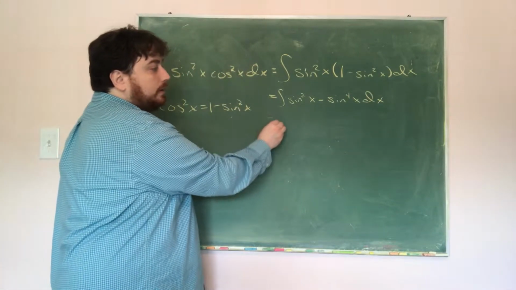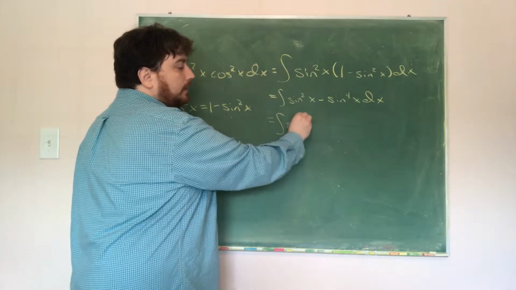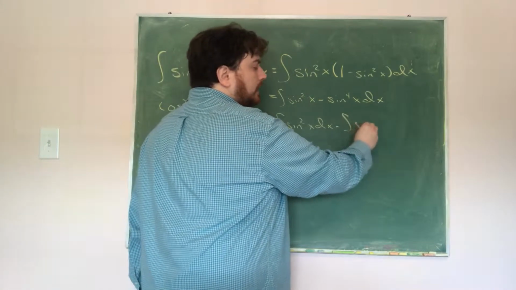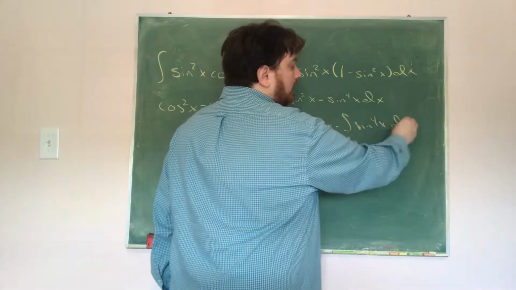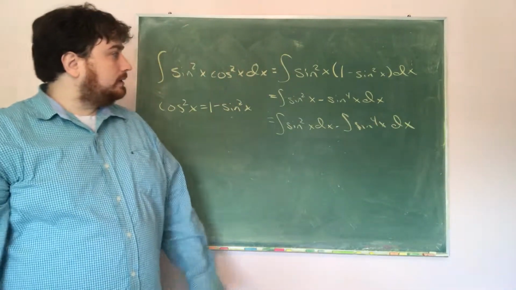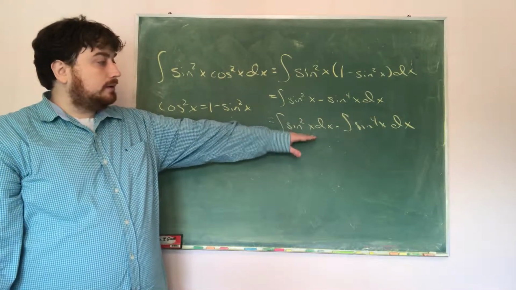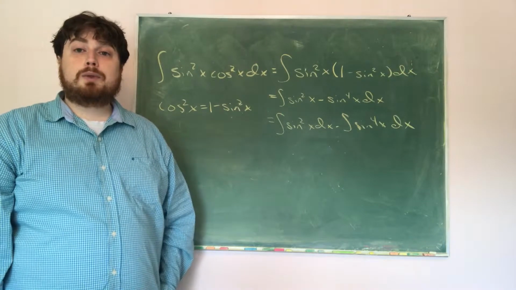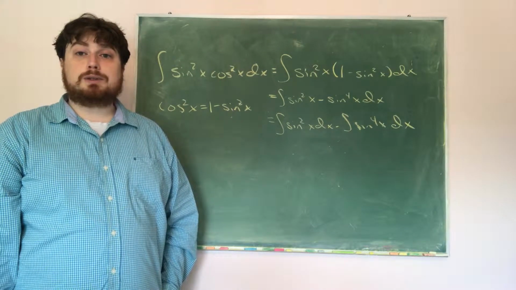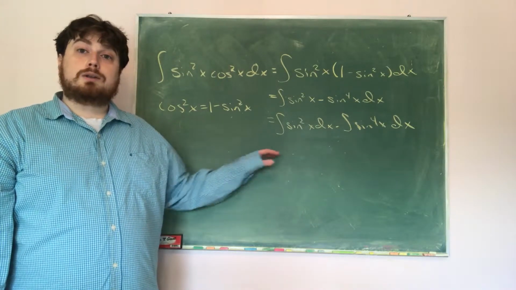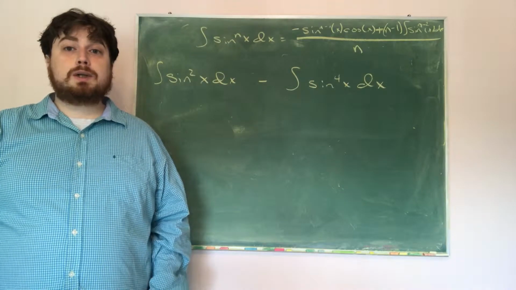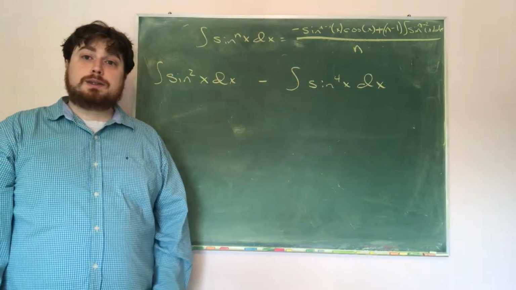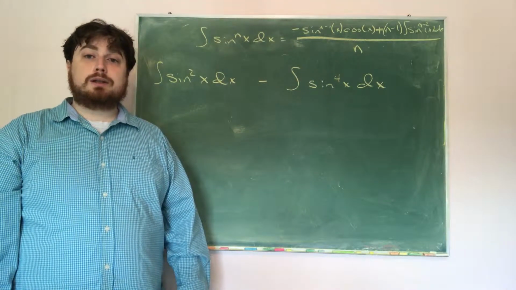Now I can break this into two integrals: the integral of sine squared dx minus the integral of sine to the fourth dx. What I'm left with is two simpler integrals, the integral of sine squared and the integral of sine to the fourth. On both of these, I'm going to have to use my reduction formulas, so I'm going to go about and actually do that. Now as we try to finish this integral, we're going to have to find this integral and this integral. So I split them up so we can focus on one at a time.